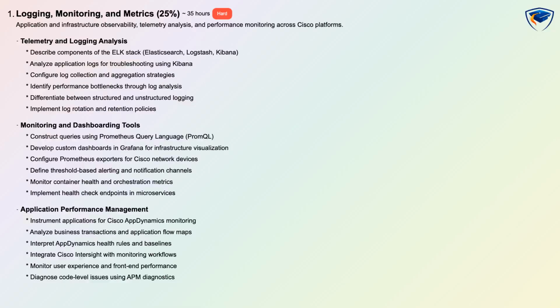The logging, monitoring, and metrics domain deals with application and infrastructure observability, telemetry analysis, and performance monitoring across Cisco platforms. You will learn about components of the ELK stack, application log analysis using Kibana, and performance bottleneck identification through log analysis. Additionally, you'll learn to differentiate between structured and unstructured logging, implement log rotation and retention policies, and analyze and visualize data using tools like Prometheus and Grafana.